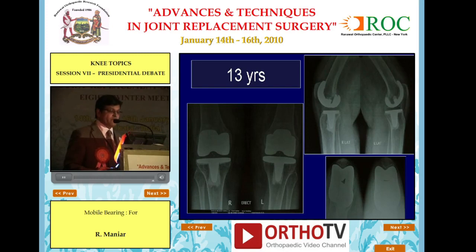who has been very active, sits on the floor, and has no osteolysis or any symptoms.